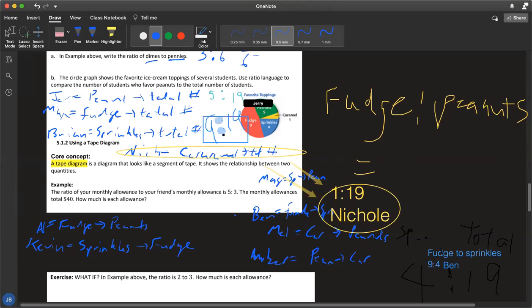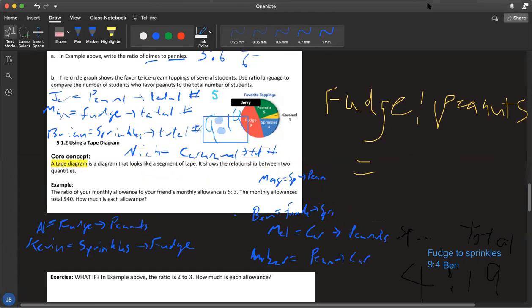That's perfect. Ben, 4 to 19, fudge to sprinkles. That looks really good. Is that one? Oh, here we go. This one's Brian, 4 to 19. Perfect. Let's see, Nicole is 1 to 19. That looks good.